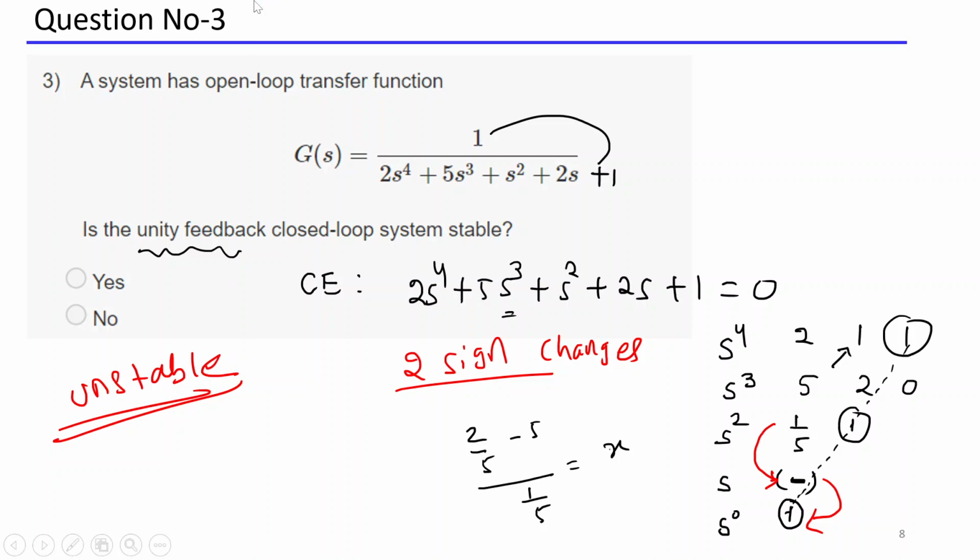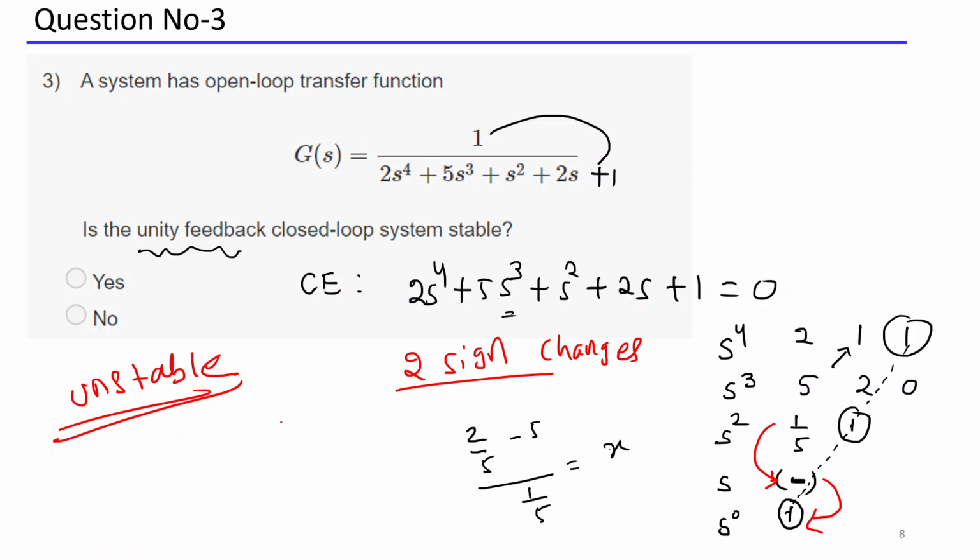And those people who are thinking about how this one is calculated here, you can find out by yourself. Apply this RH criterion and you will definitely get this value 1 and 1. So, two sign changes in the first column, the answer is unstable.